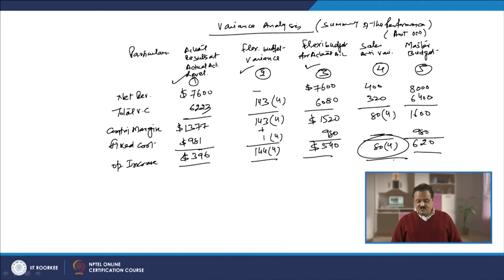If you look at this condensed statement or summary report, you can easily find out that this variance has come up for two reasons: both components of the cost have become very high as compared to the budgeted level. The variable cost has gone up by $143,000 and the fixed cost has also gone up by $1,000. Because of that, the total negative variance we have found out here is $144,000, because of which your operating income has come down from the budgeted level of 540 to $396,000, which is a serious cause of concern.